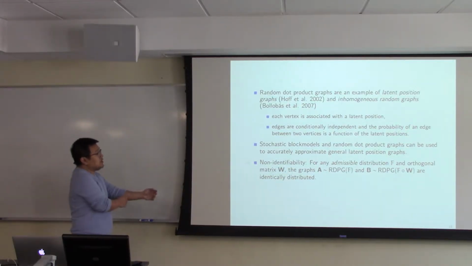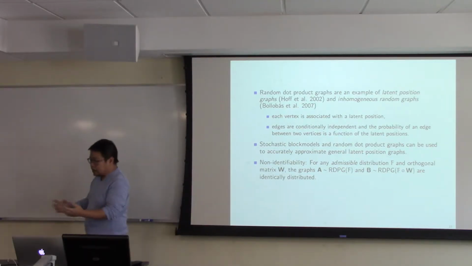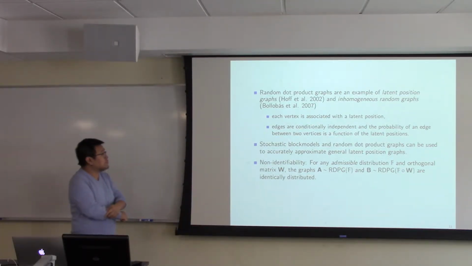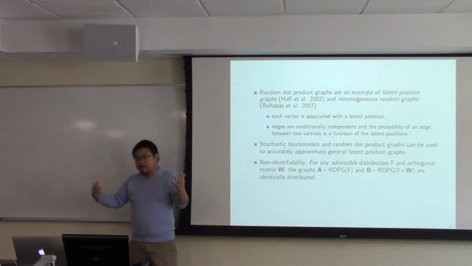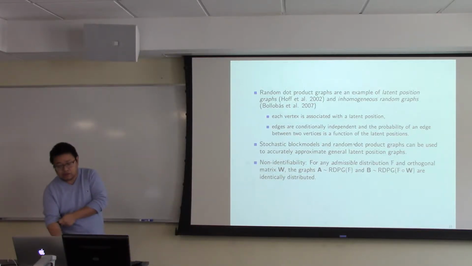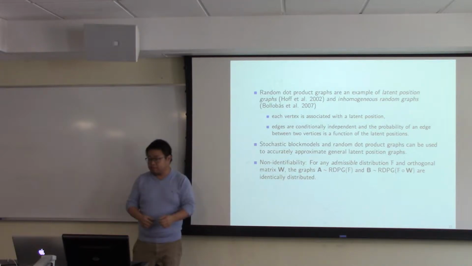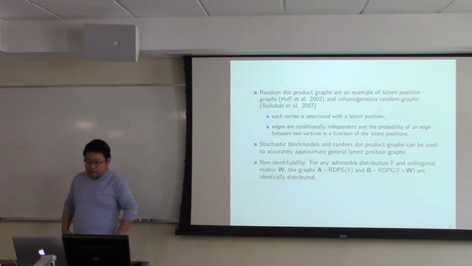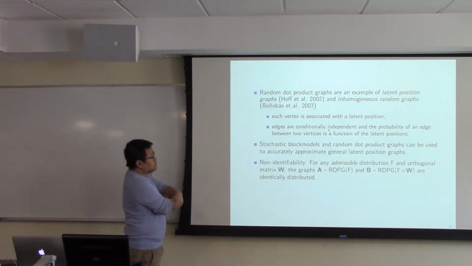So the idea is that the random block graph is a very specific example of one of the most popular random graph models, which is called latent position graphs. It's popular because it's the only thing that one could do analysis on, because of the independent edge property. So the latent position graph just assumes that each vertex has a latent position, and then the edges are conditionally independent, where the probability of an edge between two vertices is given by a function of the latent positions.